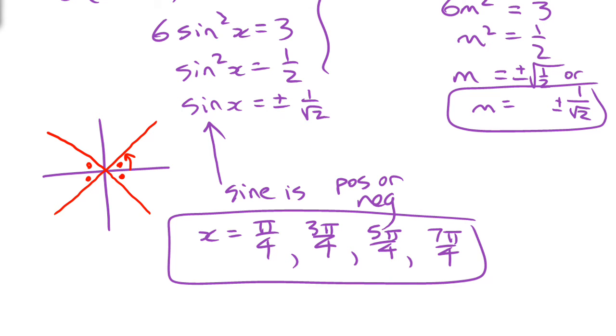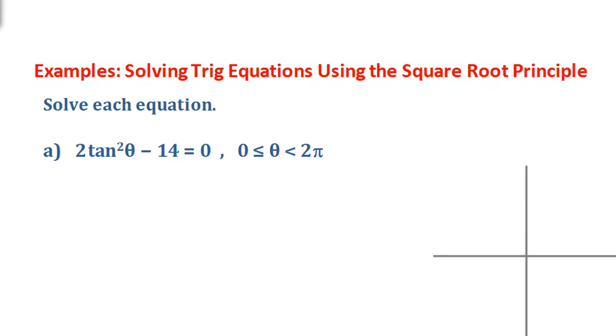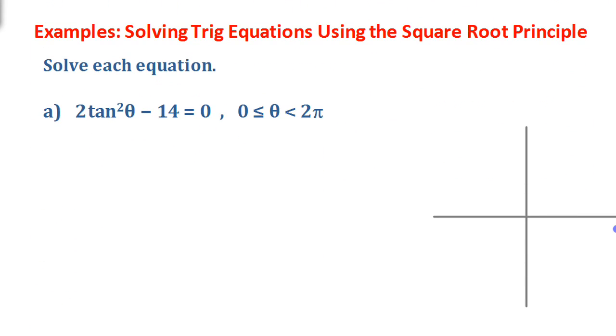Let's look at a few others here. 2 tan squared theta minus 14 equals 0. I didn't write it up above, but there's a domain we're looking in, which is within one full turn.